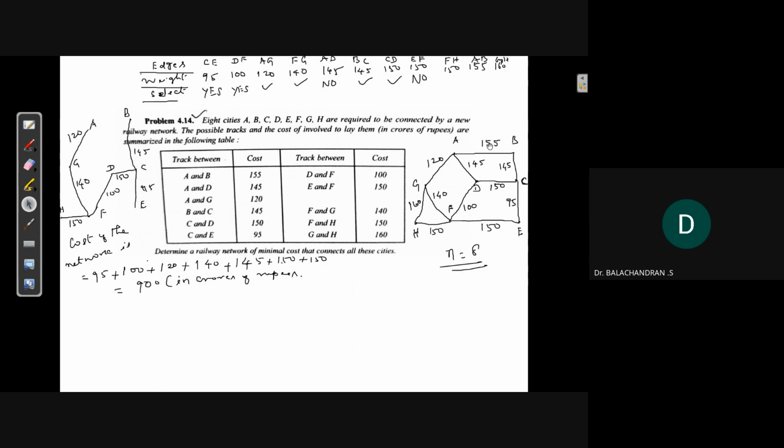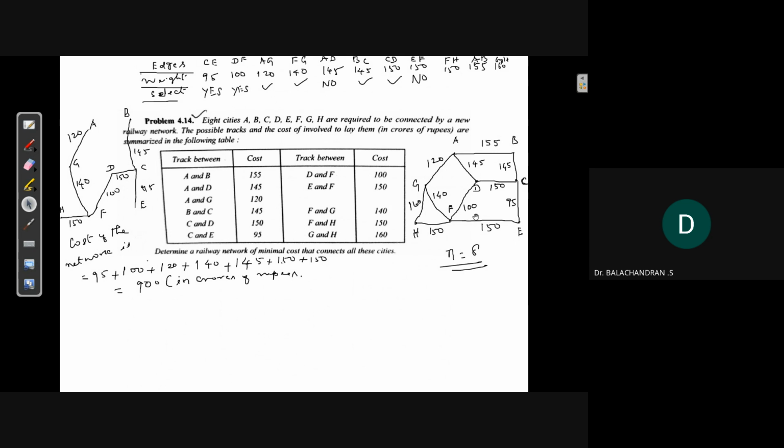First, you need to draw the graph from the data. So A to B is what? 155, right? Next, A to D, 145. A to G is what? 120. B to C is what? 145. C to D 150.